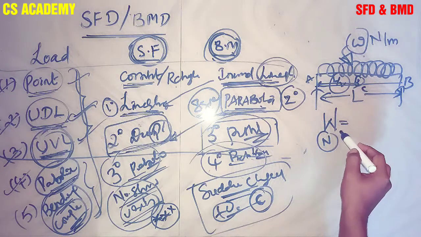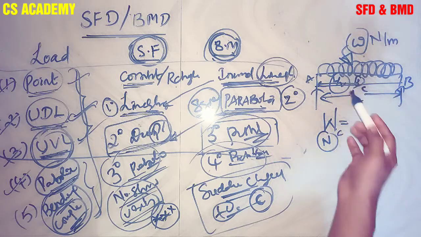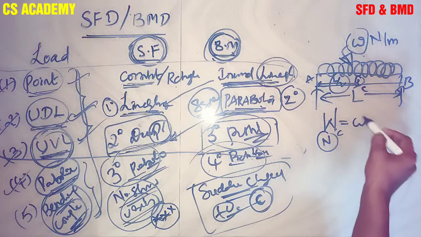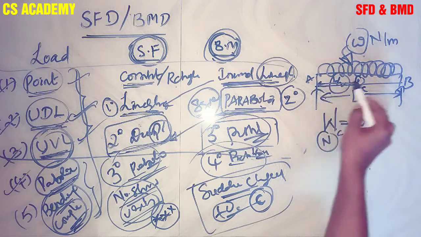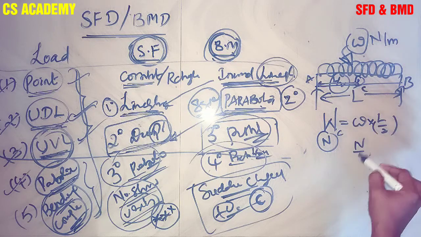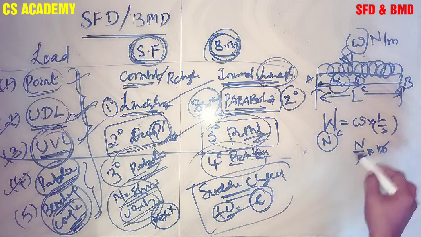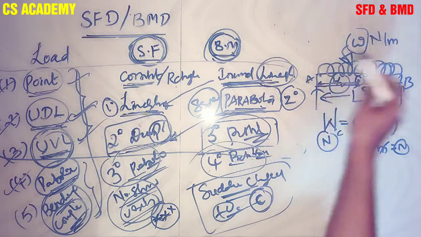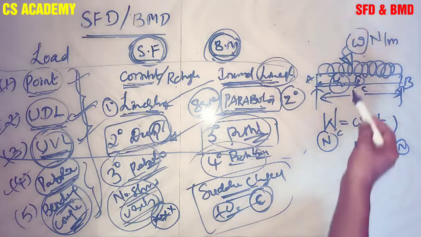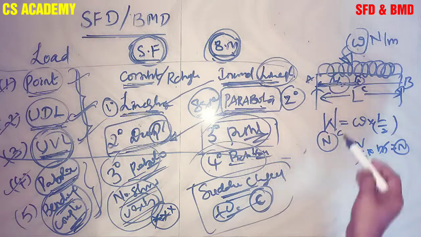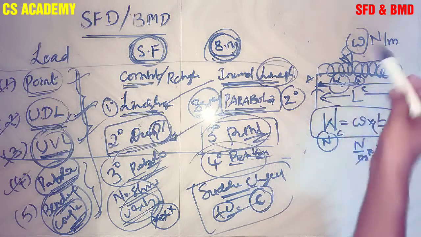If I want to convert this total uniformly distributed load into a point load at point C, let us consider WC. That is W into the length L by 2 from A. The units are Newton per meter, and L by 2 is meter, so meter gets cancelled and the unit is Newton. So to convert the uniformly distributed load into a point load, I should multiply the load by the distance. Like this we convert the uniformly distributed load into a point load.